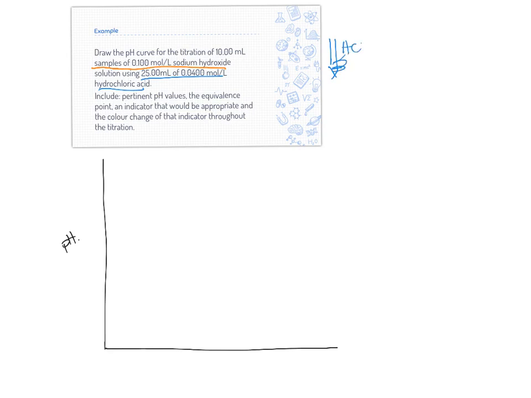So, draw my axes here. We're going to label this as the pH. Now, just looking at this, it says samples of sodium hydroxide using hydrochloric acid. So if we were to draw our titration, HCl is in my burette and NaOH is in my sample. So I'm starting with a high pH. And because NaOH is monoprotic, it's only going to have 1 equivalence point. So start high, 1 step.